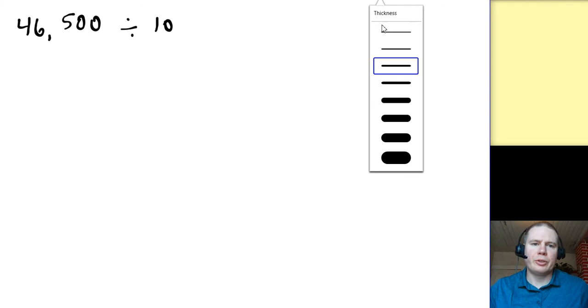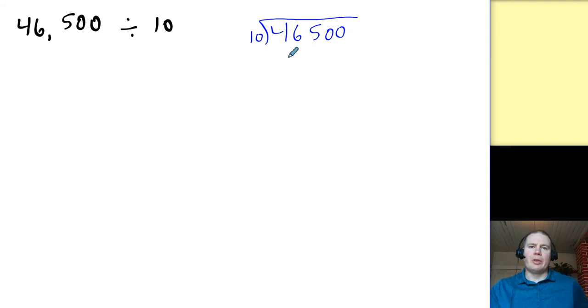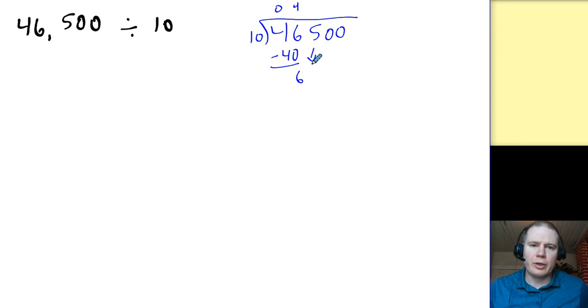One way to approach this is through long division. 46,500 divided by 10. Now, I don't recommend this, but it will work. 10 goes into 4? No, it's too big. 10 goes into 46 4 times. 10 times 4 is 40. Remainder 6. Bring down the 5.